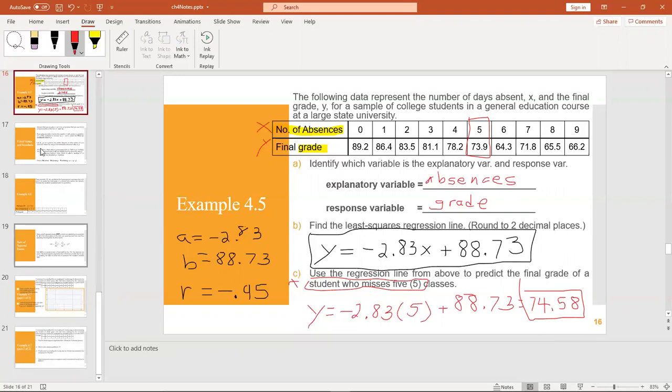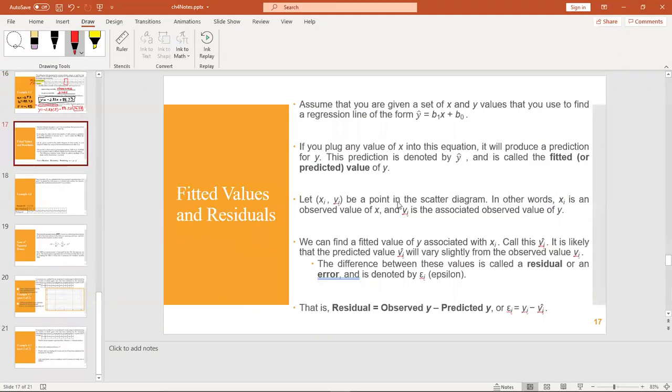All right, let's see what we have next. So then they say, assume that you're given a set of x and y values that are used to form a regression line, and then if you plug any value into this equation, it'll produce a prediction. And so the predicted value is called y hat, and we put the little hat over it just to distinguish it from the actual value y.